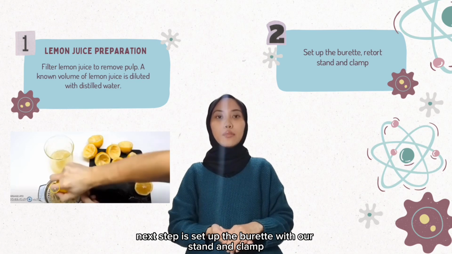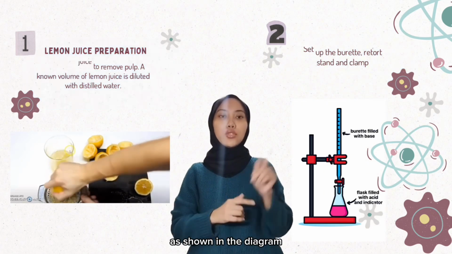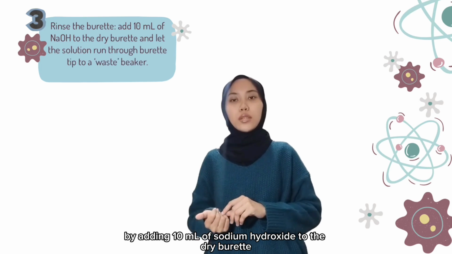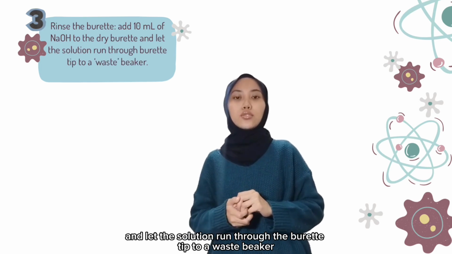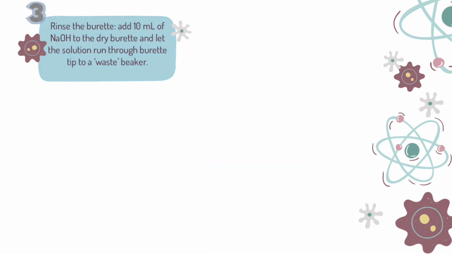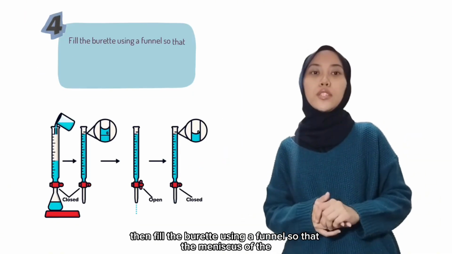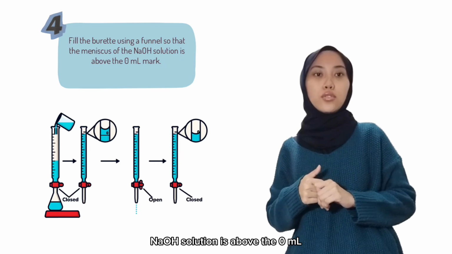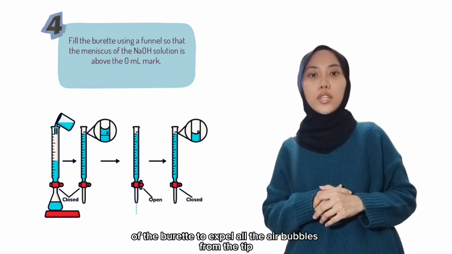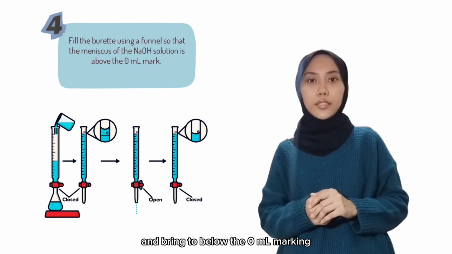Next step is to set up the burette, retort stand, and clamp as shown in the diagram. Next, we need to rinse the burette by adding 10 ml of sodium hydroxide to the burette and letting the solution run through the burette tip into a beaker. Complete this process a total of 3 times. Then, fill the burette using a funnel so that the meniscus of the NaOH solution is above the 0 ml mark. Let some of the solution run rapidly from the burette to expel all the air bubbles from the tip and bring the level to below the 0 ml mark.